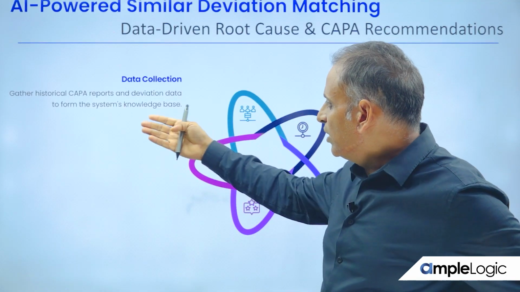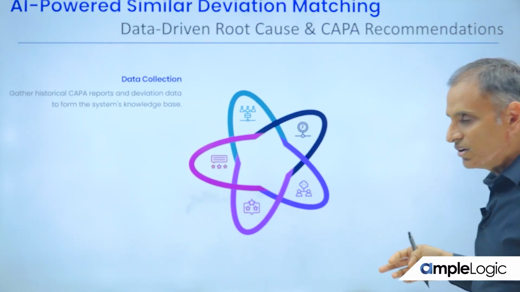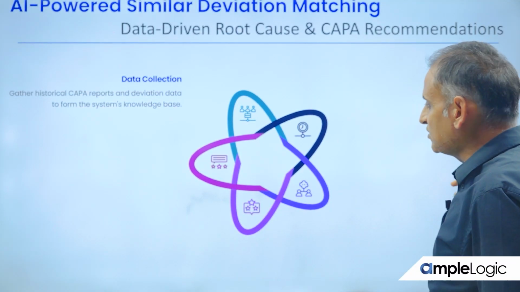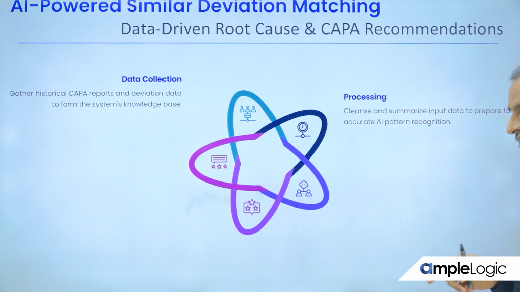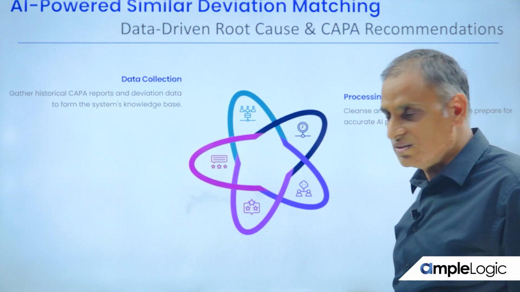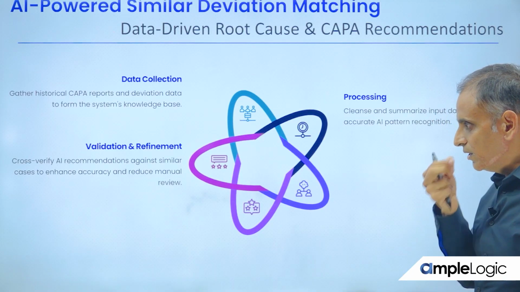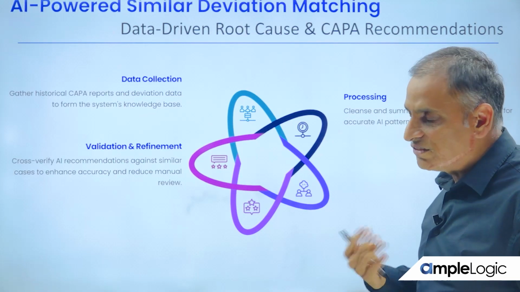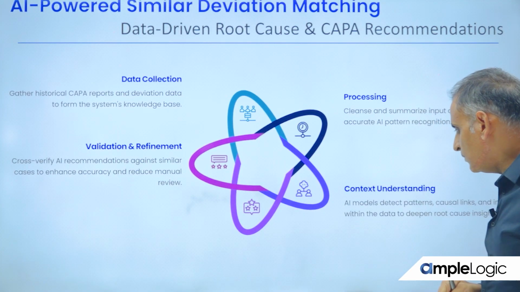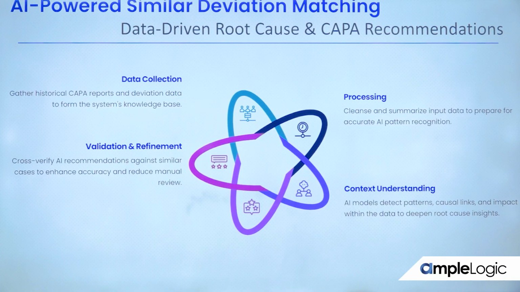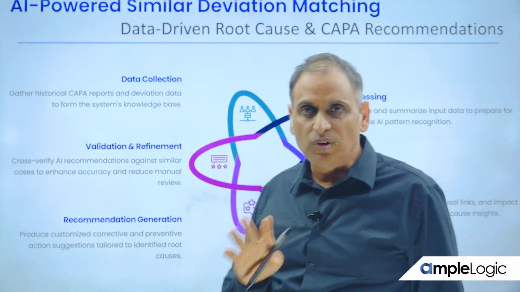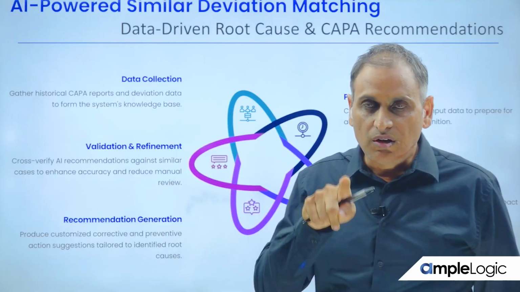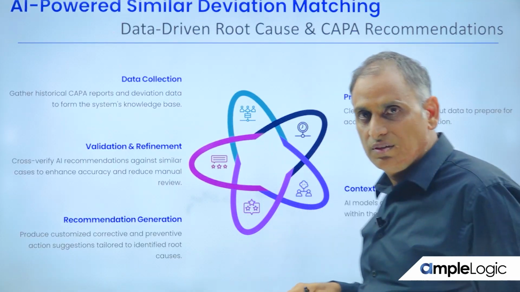So here you have volumes of records of CAPAs and deviations available in your current systems. We need to clean this data, and how it is going to be cleaned we can discuss. Then validating and refining this data and understanding the context, that's where the AI models are going to play a big role. Then finally, the recommendation generation. This is the simplistic approach of that entire cycle.